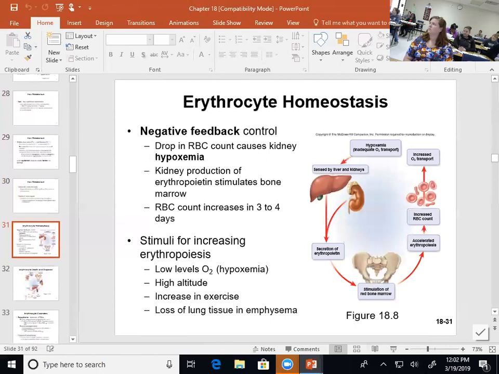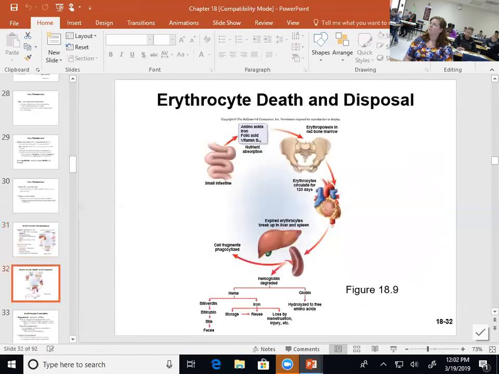Now, this is just a classic negative feedback. It's really mostly your kidneys monitoring the oxygen levels in the bloodstream. And if erythropoietin is secreted to the red bone marrow, you're going to get an increased red cell count, and that's going to increase your oxygen. You could have hypoxemia or be hypoxic because you've changed altitudes, or maybe you changed your activity levels and you're exercising more, and any of these things can lead to that. And how we get rid of them, this is a reminder from A&P 1.